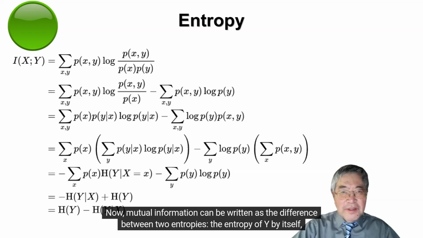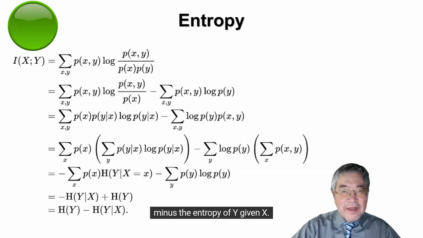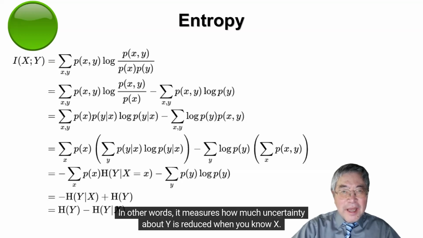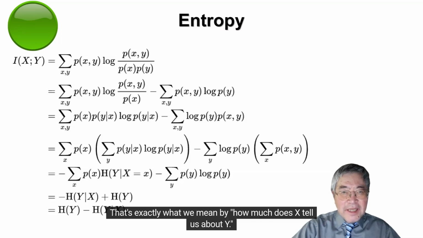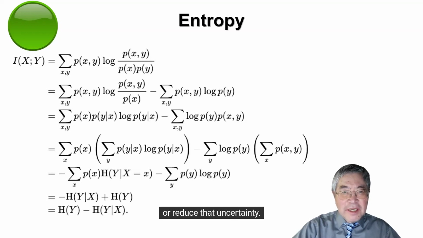Now, mutual information can be written as the difference between two entropies, the entropy of y by itself minus the entropy of y given x. In other words, it measures how much uncertainty about y is reduced when you know x. That's exactly what we mean by how much does x tell us about y. Again, you don't need to get bogged down in the formulas here. The key point is entropy captures uncertainty and mutual information measures how two variables share or reduce that uncertainty.